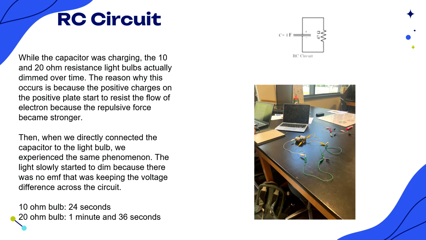And so for the RC circuit, while the capacitor was charging, the 10 and 20 ohm resistance light bulbs dimmed over time. The reason this occurs is because the positive charges on the positive plate start to resist the flow of the electrons because the repulsive force becomes stronger. Then, when we directly connected the capacitor to the light bulb, we experienced the same phenomenon. The light slowly started to dim because there was no EMF keeping the voltage difference across the circuit, where our 10 ohm bulb lasted 24 seconds and our 20 ohm bulb lasted 1 minute and 36 seconds.